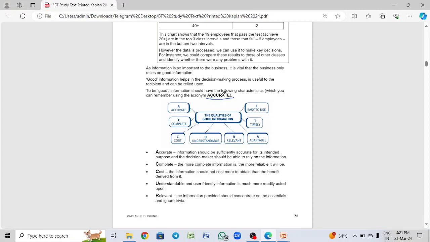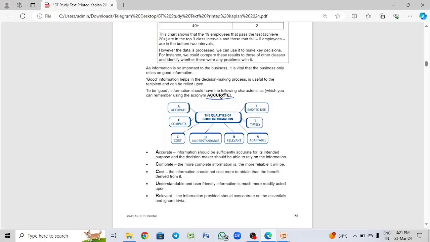Okay, now U is understandable. The information should be understandable. It should not be that we provide the information but nobody can understand it. For example, if you are a French company and we have to provide information to the stakeholders in India, it should not be that we write everything in French and send the report from India, because nobody will understand it. So it should be understandable, not just in terms of language but also in terms of presentation.